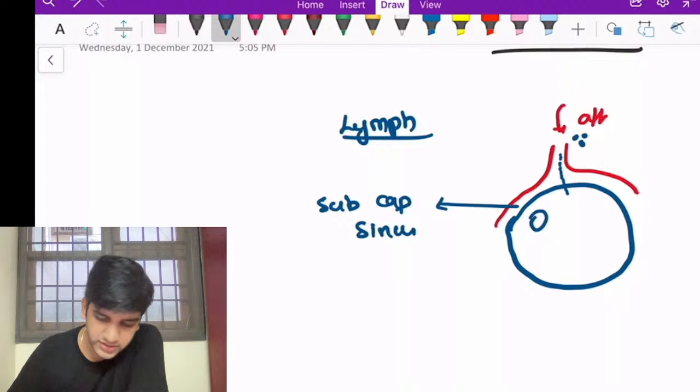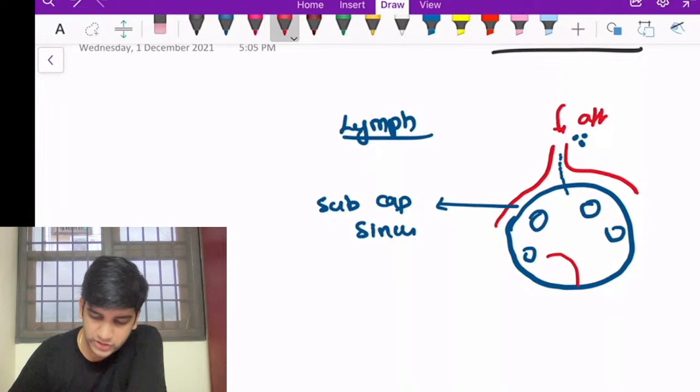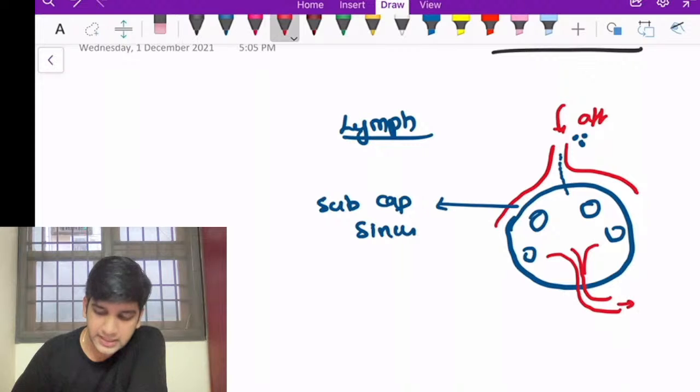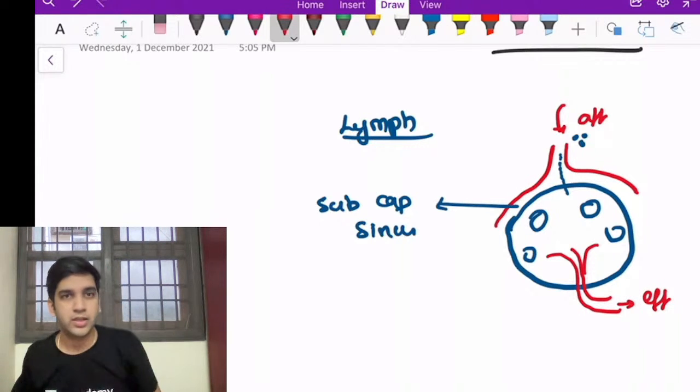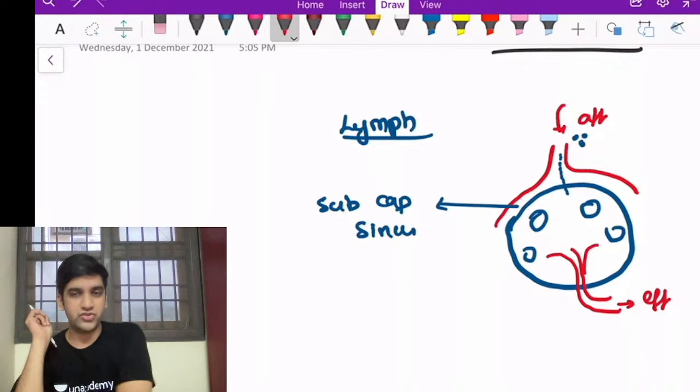Here I have cortex. In cortex I have follicles, interfollicular area, and then I have medulla. The only function of medulla is it will take all the blood vessels and my efferent lymphatics, and the efferent lymphatics go via the hilum, right? This is completely normal. So I'm going to ask you a few more leading questions here.